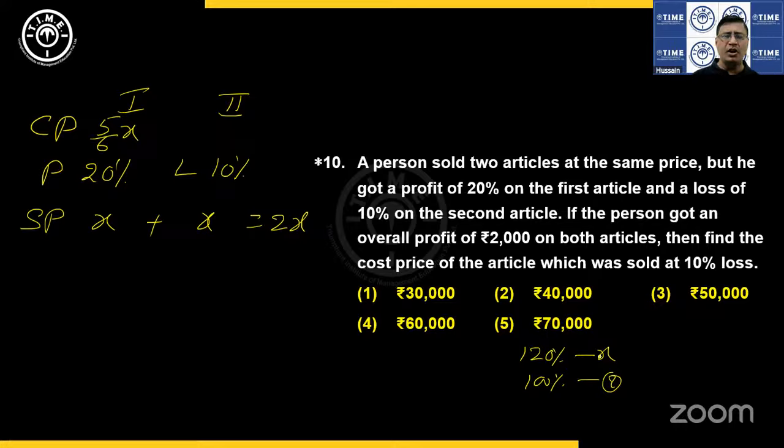Next, 10% loss. 10% loss means 90%. 90% is equal to X. Then what about the 100% value? 10X by 9.